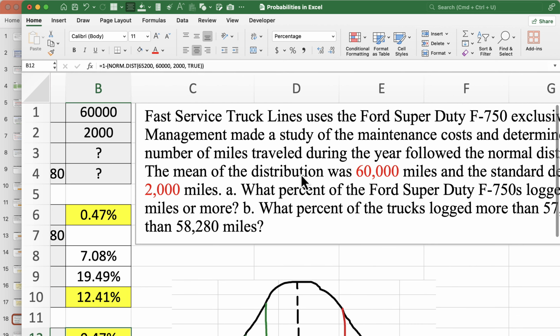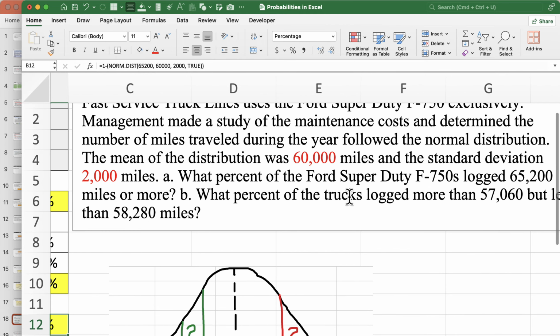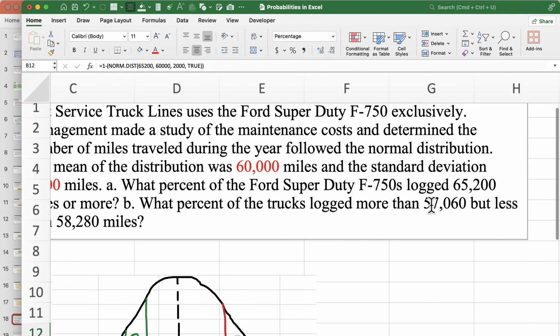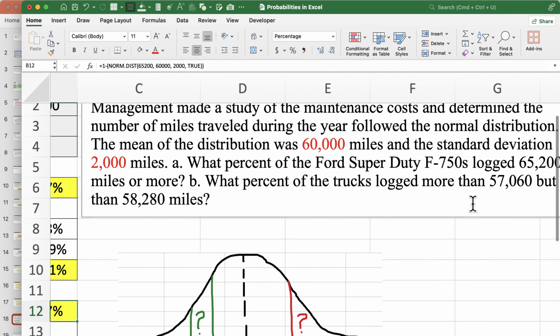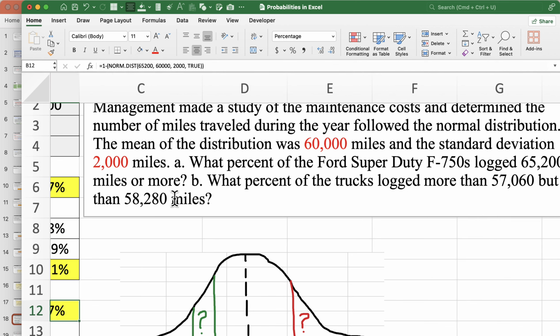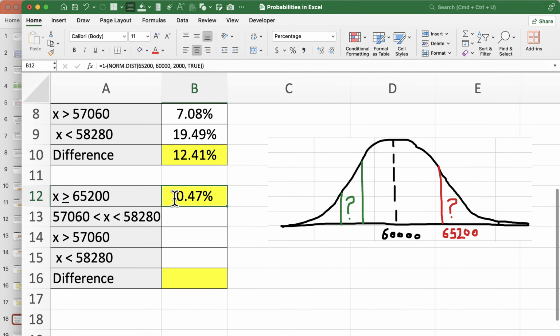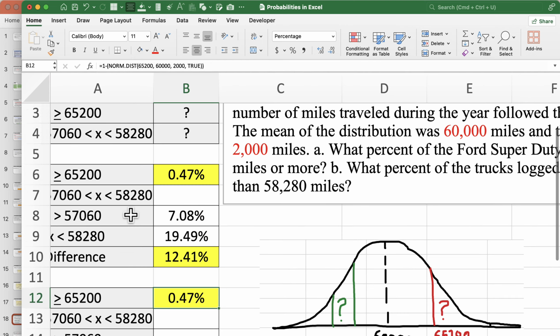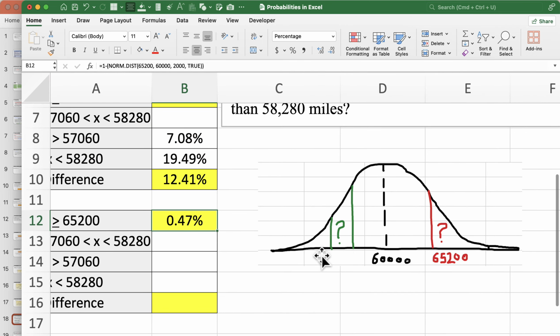So the probability that a Ford truck will log more than 65,200 miles is 0.47%. The next part of the question is what percent of trucks logged more than 57,060 but less than 58,280 miles. So that becomes our data. These values are less than the mean because we know the mean is 60,000, so they are here somewhere.